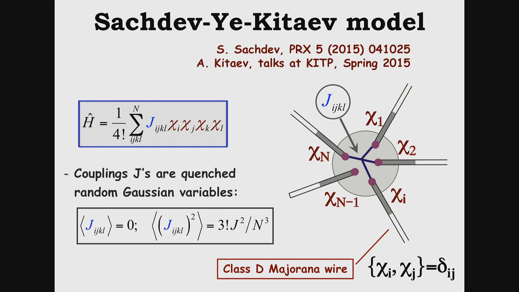If it's complex fermions, then it's conserved number of particles. If it is Majorana fermions, it's conserved parity, but does not conserve number of particles, because you may have here C dagger, C dagger, C dagger, C dagger, or three daggers and one.